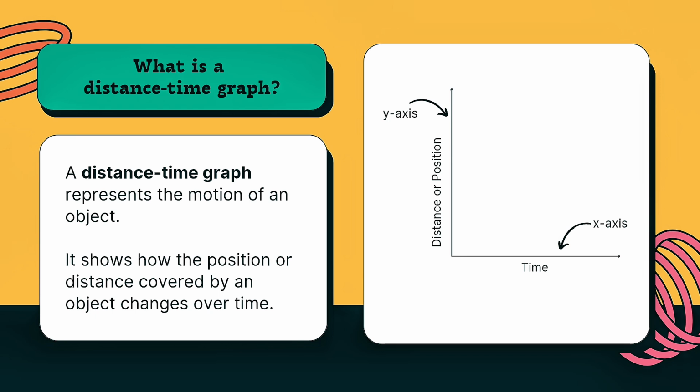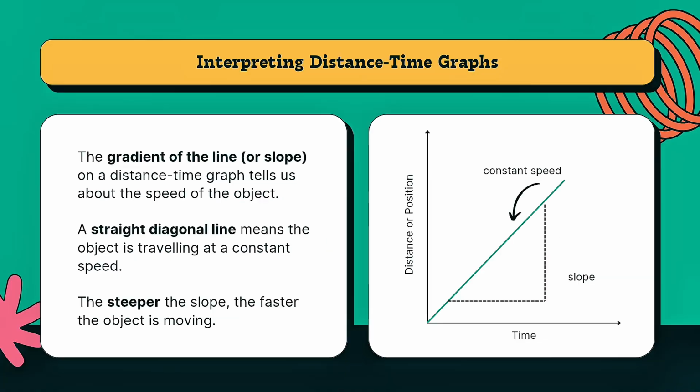A distance time graph represents the motion of an object. It shows how the distance or position of an object changes with time. Now here comes the most important concept. The slope, also called the gradient of the line, tells us about speed. Yes, the steepness of the graph tells us how fast the object is moving.